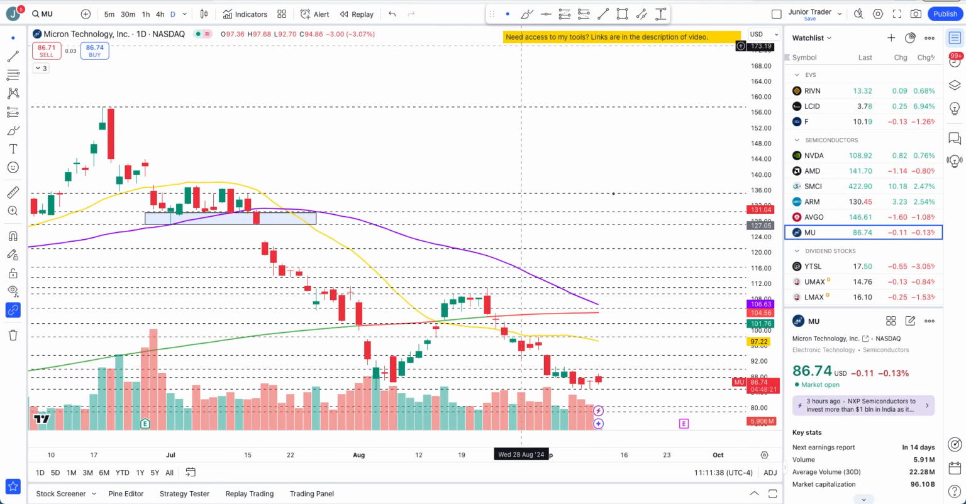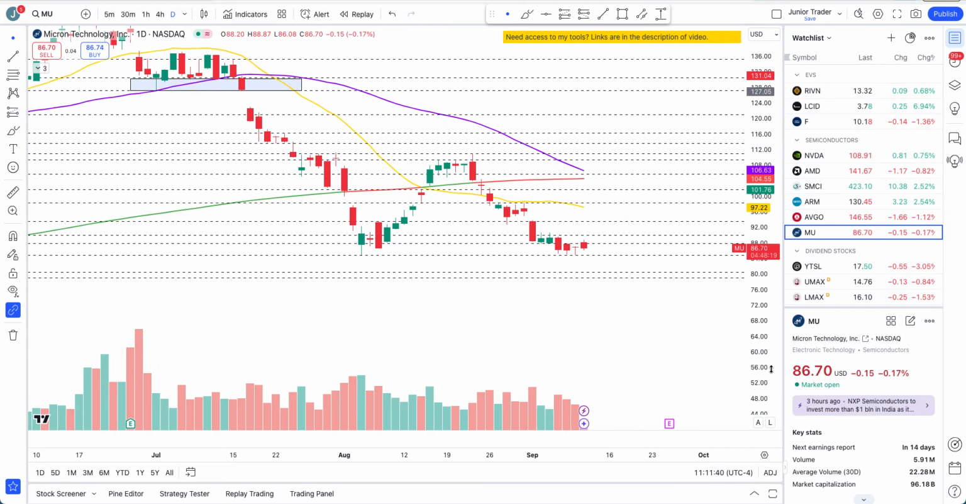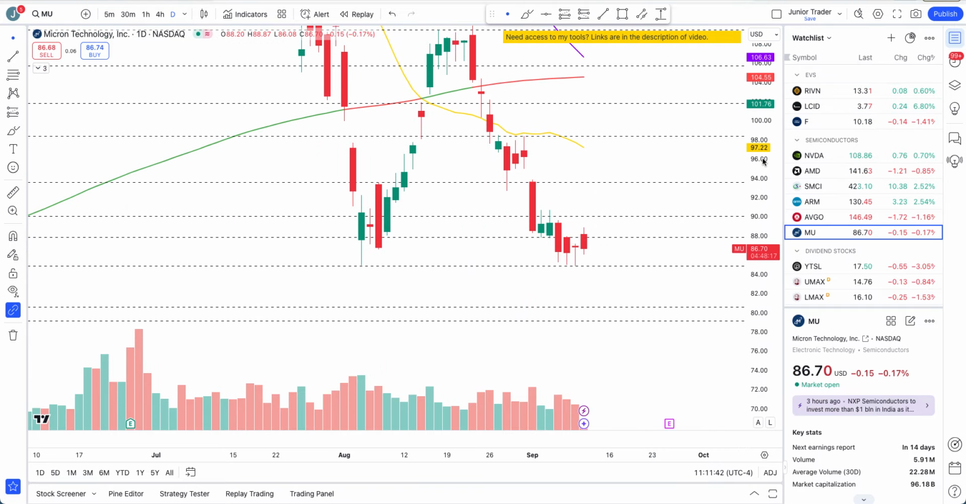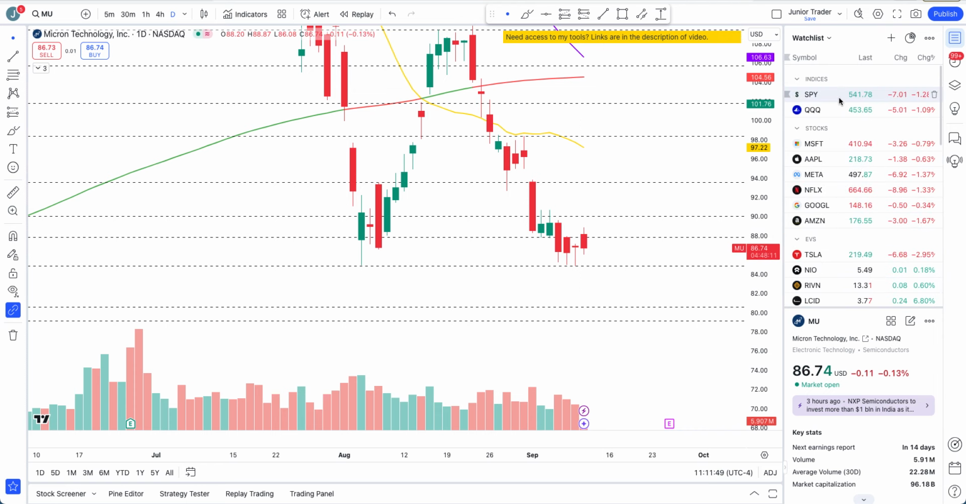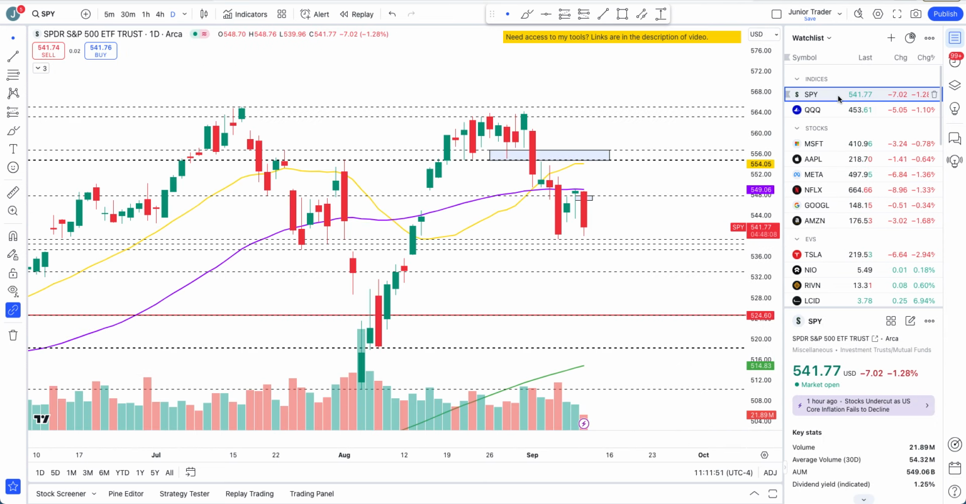Micron, poor thing, is still not showing strength, and this thing is still not able to do its thing. It rebounded, but it's still selling off underneath the level of 87.93. Not much here. Micron is still bearish.